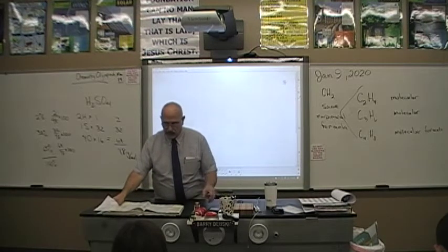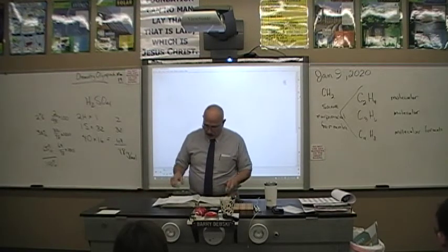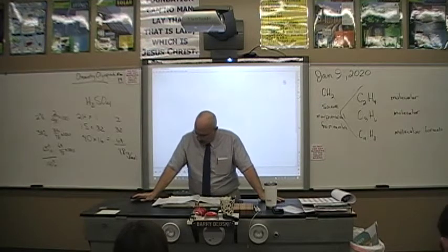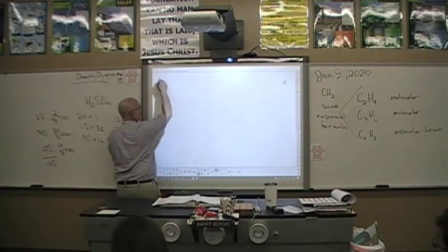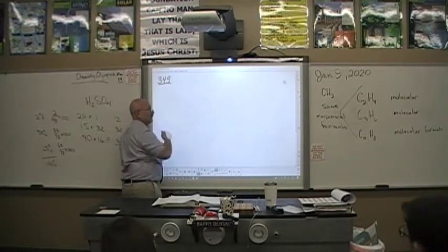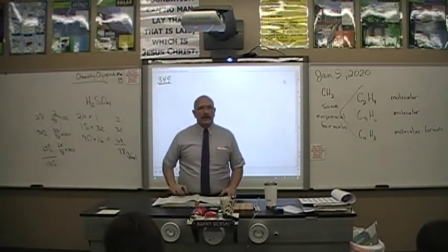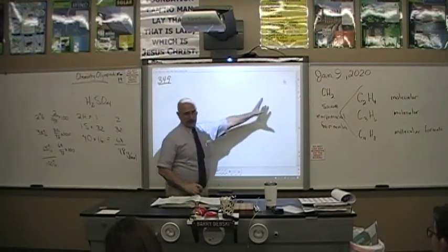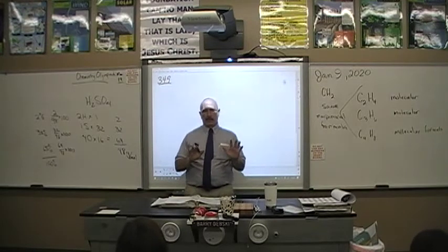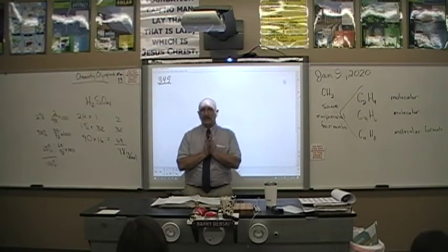Calculating an empirical formula from mass data. This is on page 349 if anybody wants to look it up later and see how the book solves it. I do this all in one big chart. This looks like a huge chart of numbers up here. I'm going to walk you through it. Please ask questions as we go.